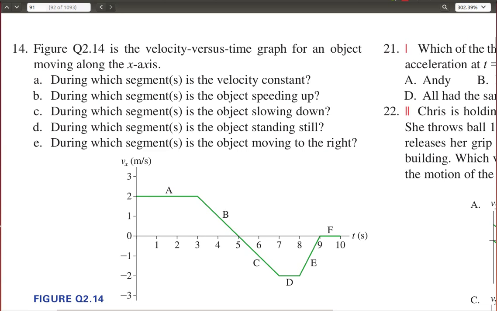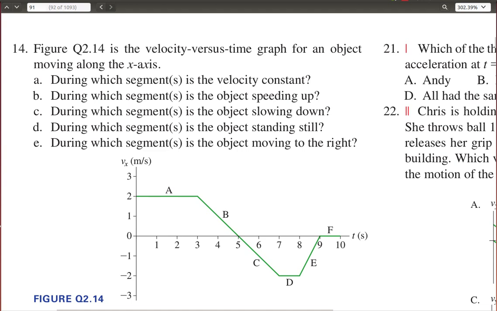And during segment F, if you imagine replacing the line with dots, all the dots would represent a velocity of 0. And because all the velocities are the same, the velocity is constant. So the final answer for part A is segments A, D, and F. Okay, part B. During which segments is the object speeding up?